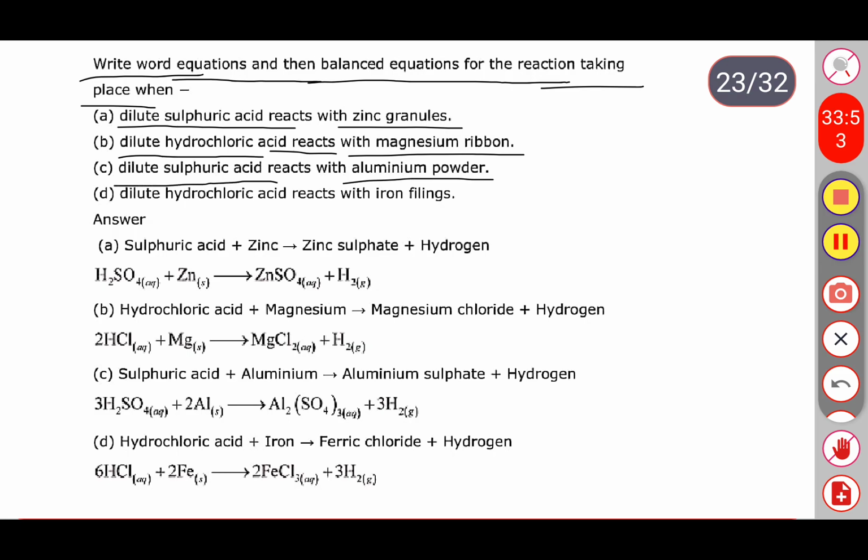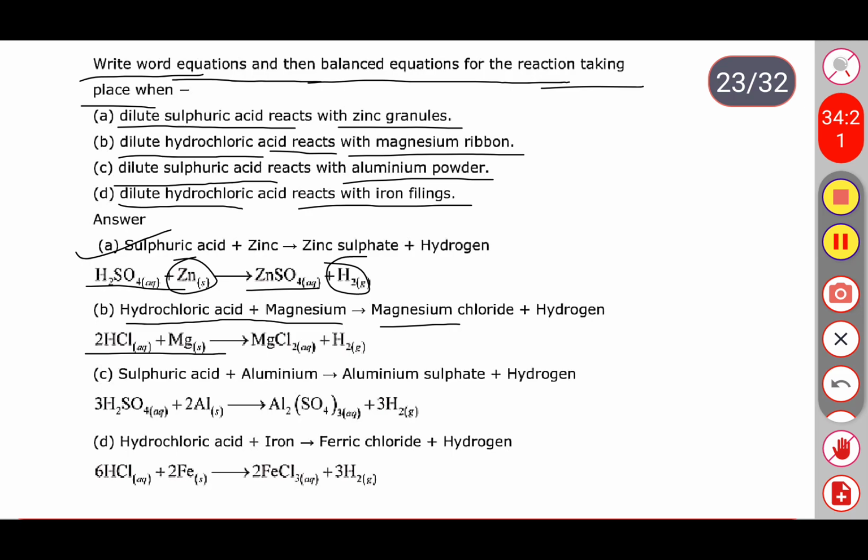So first reaction is here. H2SO4, sulfuric acid, reacts with the zinc, it forms zinc sulfate along with hydrogen being liberated. Second one, when HCl reacts with the magnesium, hydrochloric acid plus magnesium produces magnesium chloride and hydrogen. And third one is sulfuric acid along with the aluminum. When sulfuric acid is treated with the aluminum, aluminum sulfate and hydrogen gas are the main two compounds we are obtaining.